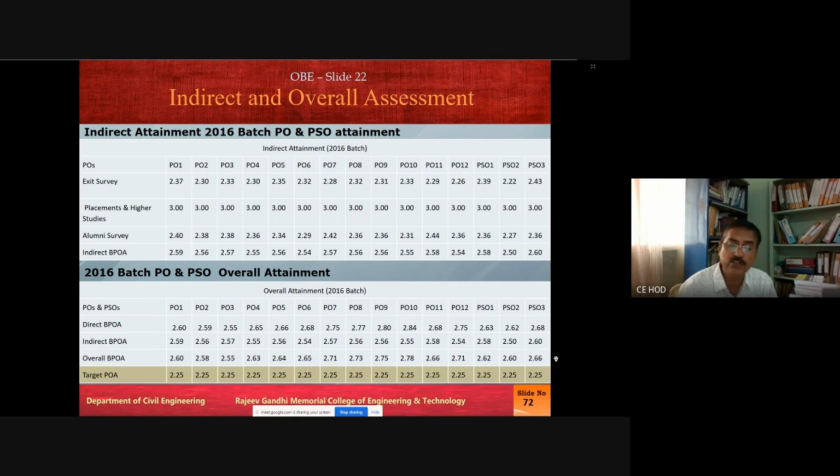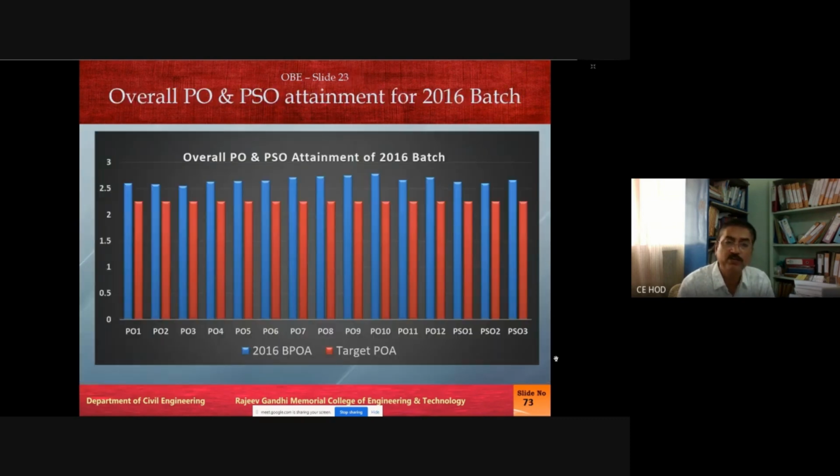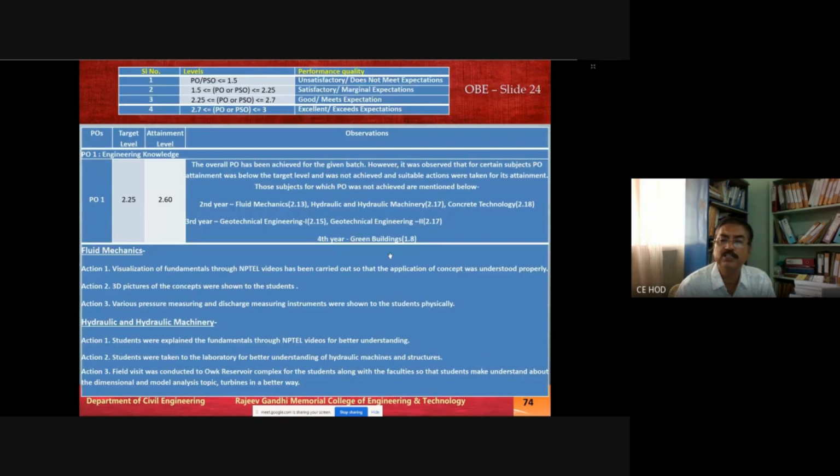But if you see particular subjects, for some of the subjects the PO attainments are less. For that, we have taken some actions, sir. So this is the total PO and PSO attainment of the 2016 batch. Now, how remedial actions were taken, I am showing in this slide, sir.